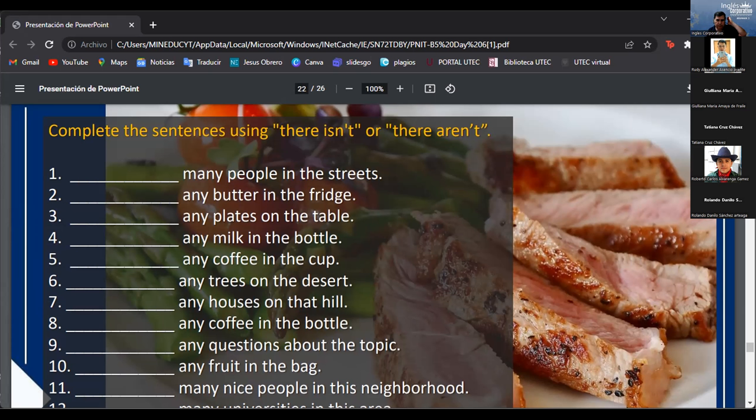Number 10, teacher. It would be right then, there isn't any fruit in the park? But fruit can be counted. Tatiana, in English, fruit is uncountable. If we use the logic of Spanish, we will never learn grammar.